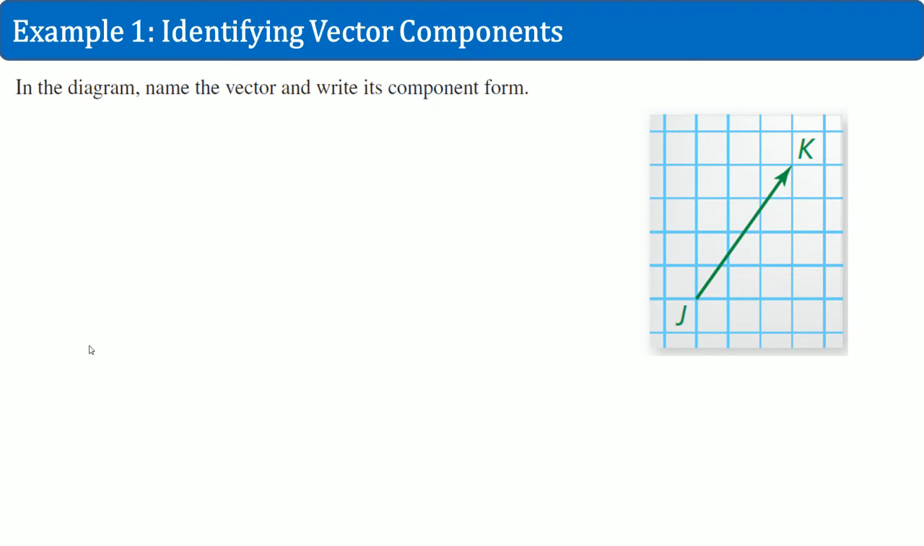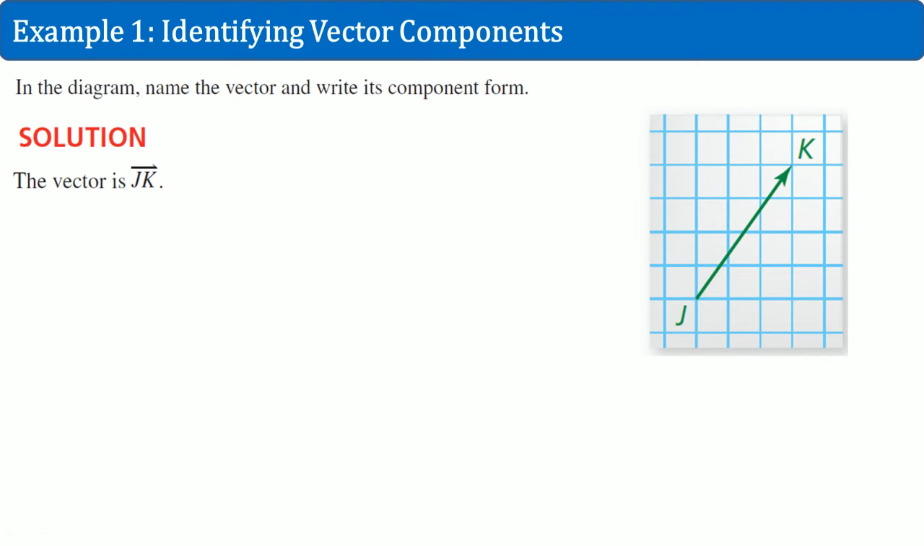The vector here is going to be called JK, because the J is the starting point and the K is the ending point. So we call this JK. The first letter is your starting point and K is your terminal point for the vector. Now you would like to write its component form.